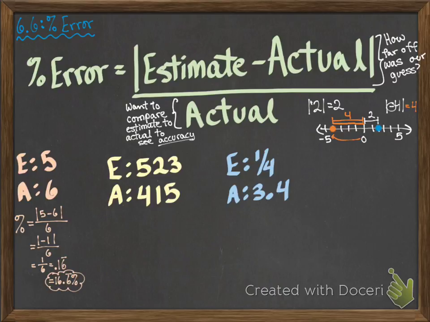That's 16.6 repeating percent. So you just multiply by 100, aka move your decimal 2 to the right. So the percent error, if my estimate was 5 and the actual number was 6, was 16.6%.